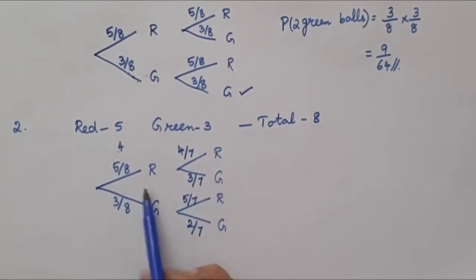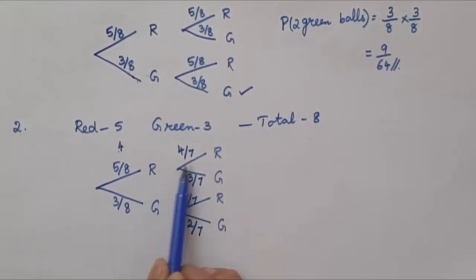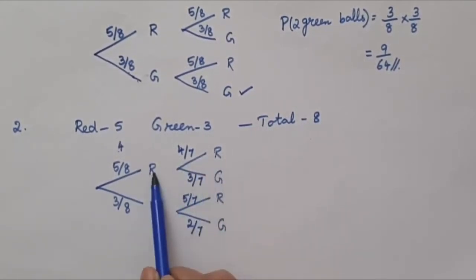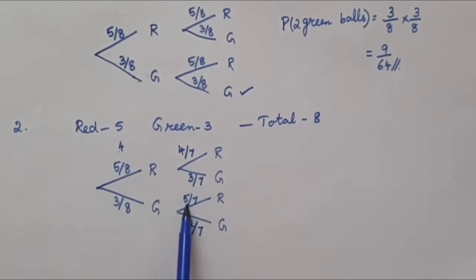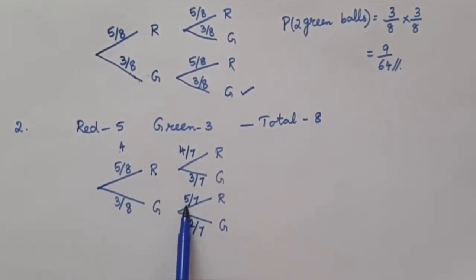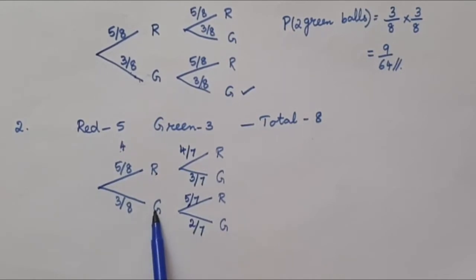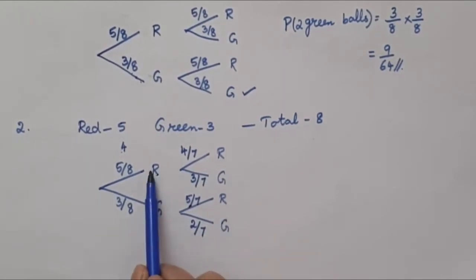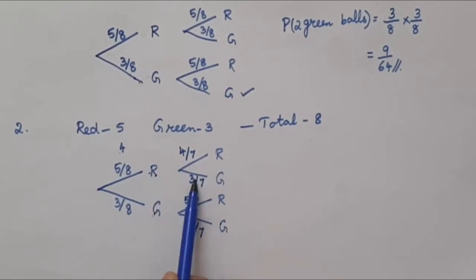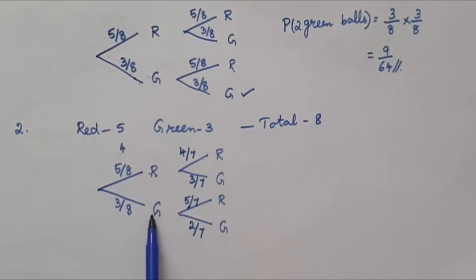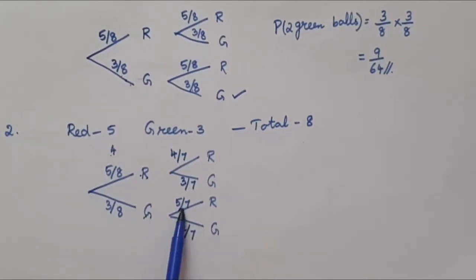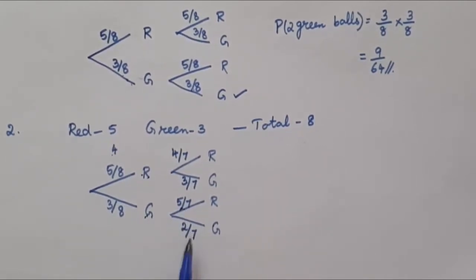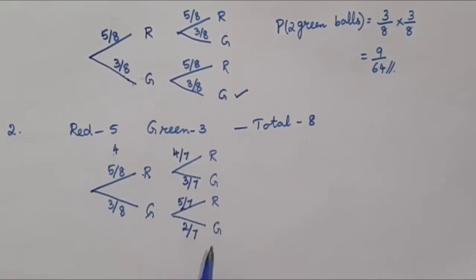Don't get confused. For this branch, we are taking a red ball. Don't think that here also the red will reduce. Here the red will not reduce. This is our first try. This is our second try. For the first try, in case you take a red ball, green will remain the same. In the first attempt, if you are taking a green ball, red will not change in its number. Only the green will reduce. You have to be very careful.